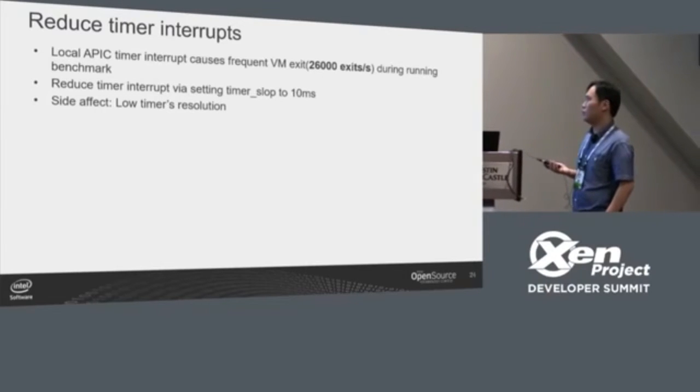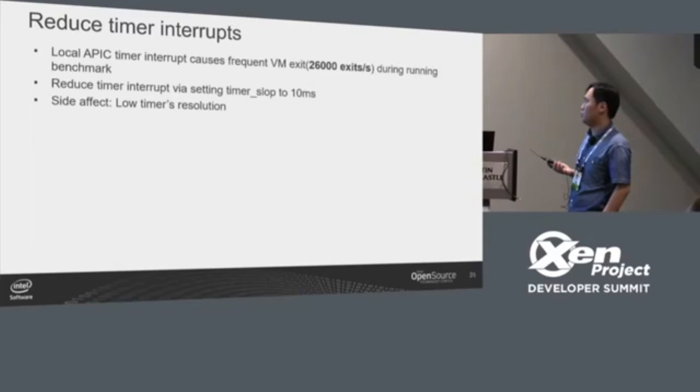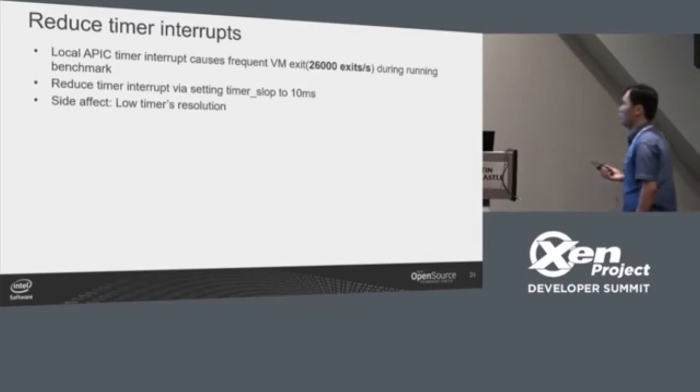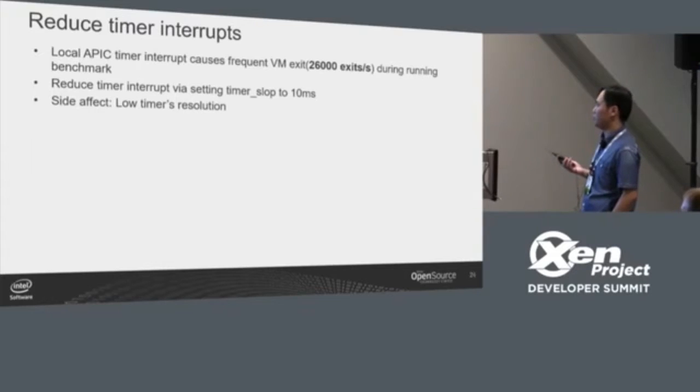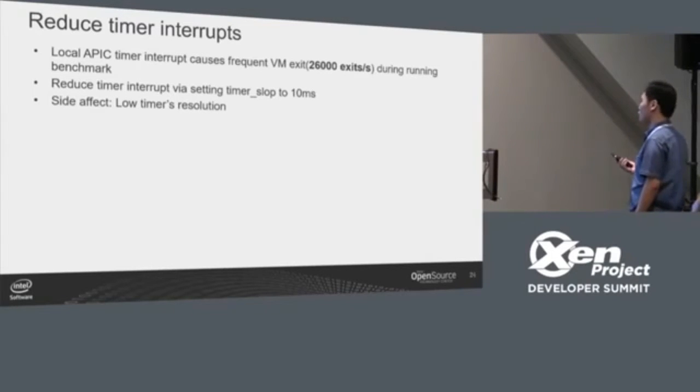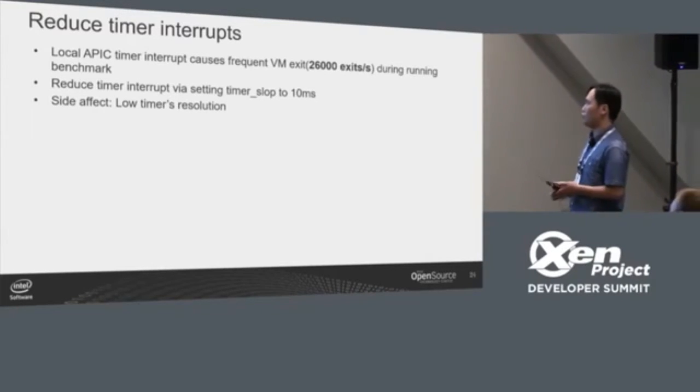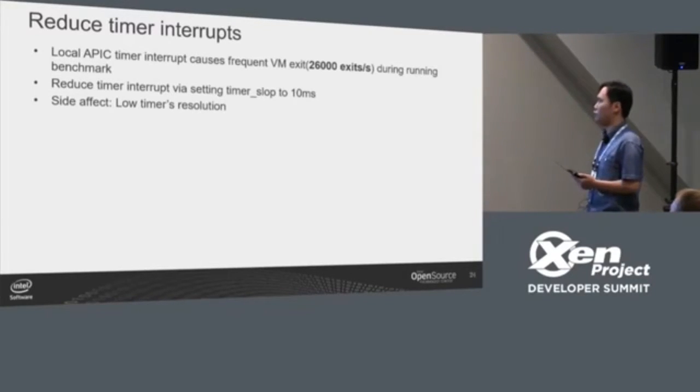During test performance in the VM, we also find there are a lot of interrupts when running the benchmark or some heavy workloads. The local APIC timer interrupts cause frequent VM exits. For example, running the stream benchmark, we find it costs about 26,000 VM exits per second. So we hope to reduce the timer interrupt. We set the timer slop parameter to ten milliseconds.